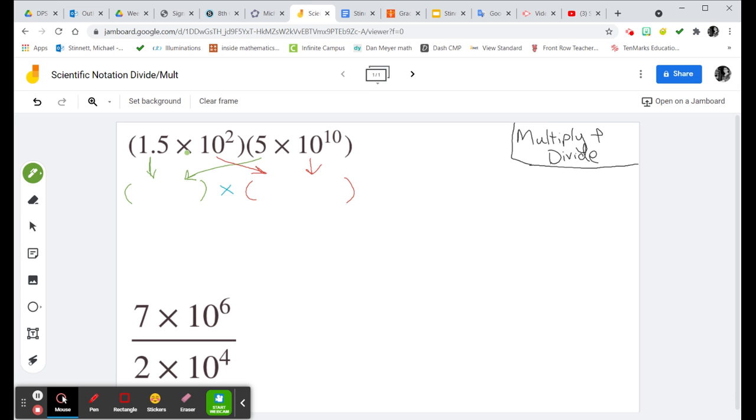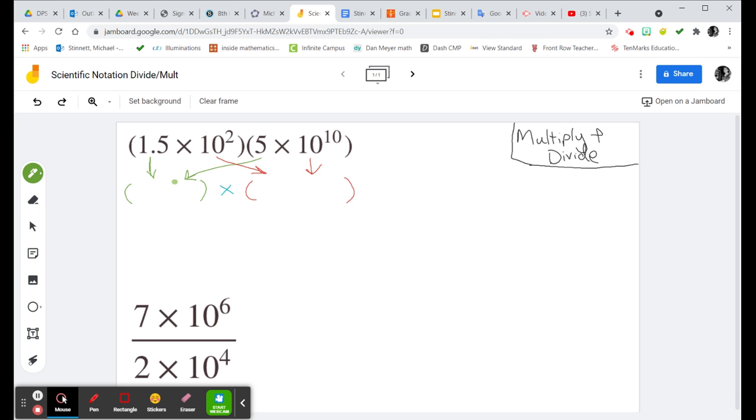So this is 1.5 times 10 to the second, and remember this is in scientific notation because we only have one digit to the left of the decimal, okay? And the same here, this is in scientific notation because it's 5.0. It's really 5.0, so there's only one digit to the left. Okay, so both of these are in scientific notation, and we're going to multiply them together.